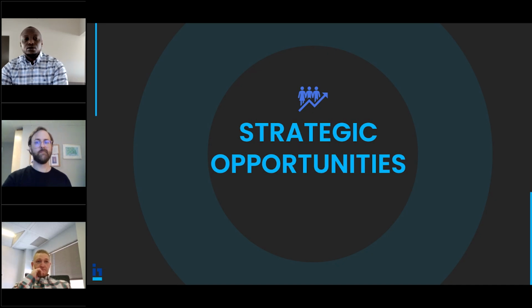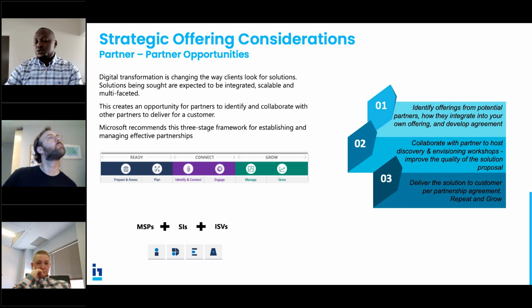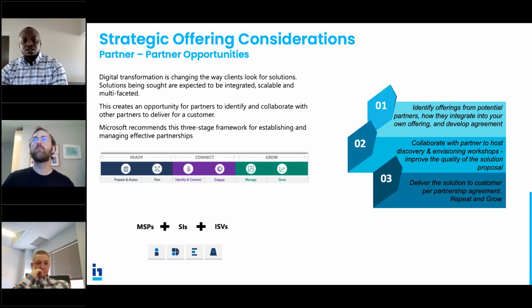And finally, I'd like to talk about strategic partnerships, which is kind of what we're doing here. Different Microsoft partners with different specializations can actually form good partnerships and deliver solutions that will actually help our clients. Microsoft recommends a three-stage process for this: getting ready in the first stage, connecting in the second stage, and in the third stage, growing together.